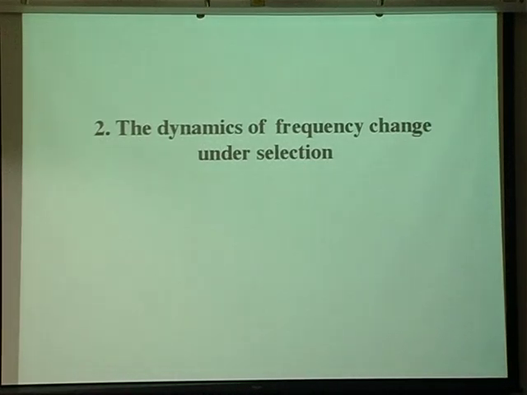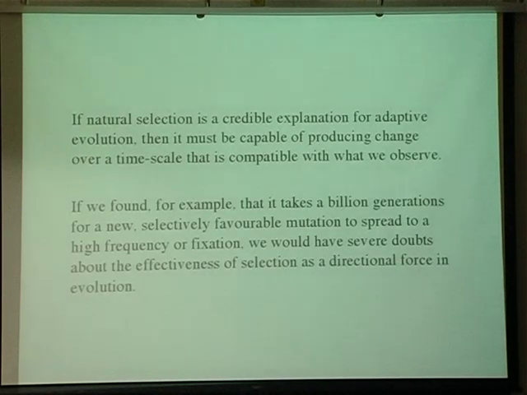Okay. Right. Time's getting on. Let's talk about the dynamics of frequency change under selection. If natural selection is a credible explanation for adaptive evolution, then we must be able to explain the rate of change. If we did our calculations, and we found it took 1 billion generations for a rare new mutation with a given selective advantage to spread to fixation, then I wouldn't be standing here. I'd be off somewhere else doing something more sensible probably than population genetics. But we know that's not the case. But let's see how we know that's not the case. And it doesn't actually take forever for natural selection to change the composition of the population.